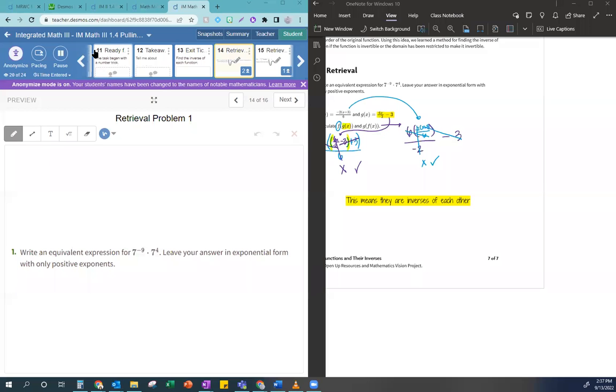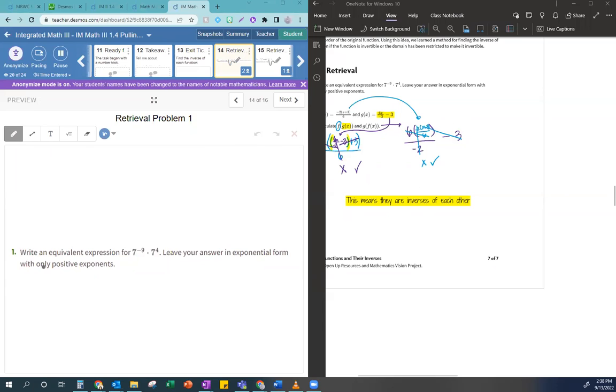Okay, so we're going to be talking about 1.4, both Desmos and Ready, Set, Go. And then we're going to talk about slide 14, which is retrieval problem number 1. We did problem number 2 during class, so go and watch that video if you need to. Here's all the work for it.